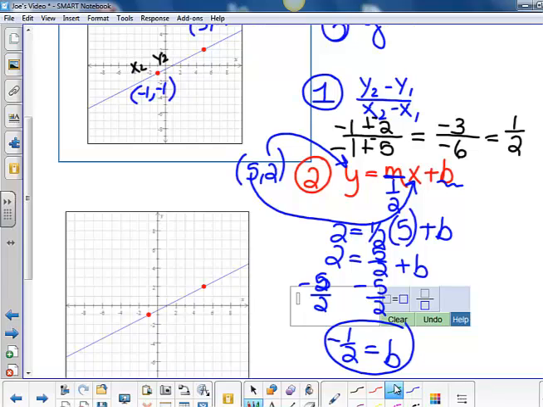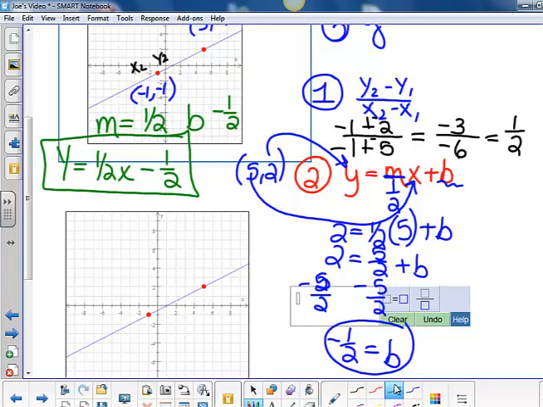So b is -1/2. Now I can take the information given, the slope of 1/2 and b of -1/2, and write the equation: y equals 1/2 x minus 1/2. Okay? So number 11 has 2 or 3 steps to it.